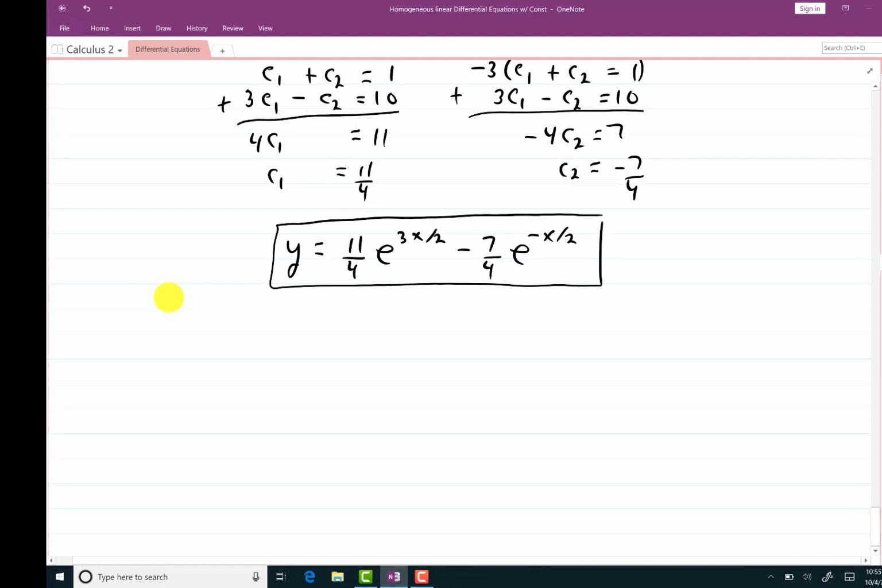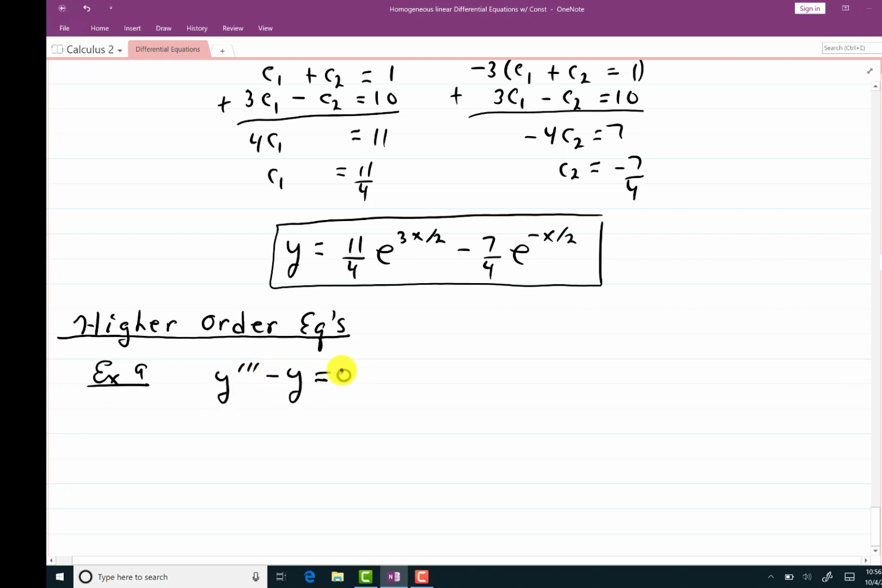Now this takes care of all of the possibilities that could happen when you have a quadratic auxiliary equation. What happens when we have higher order equations? This goes still to the auxiliary equation, so m cubed minus 1 equals 0. Now if you try to solve this, there's only one real answer, and that's 1.